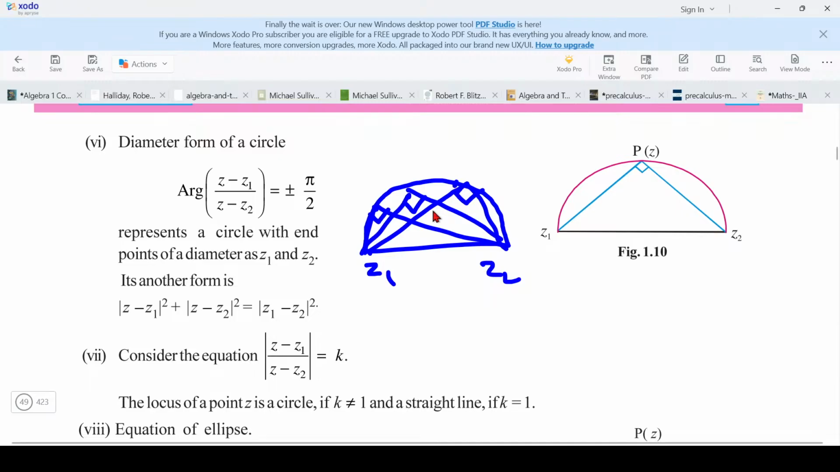Any point on the semicircle, if you are connecting the end points, the angle should be 90 degrees, right? So what is this Z? This Z is actually the set of all of these points, right? Any point, Z minus Z1 is this line, Z minus Z2 is this line, and the angle between them should be 90 degrees. Understood?